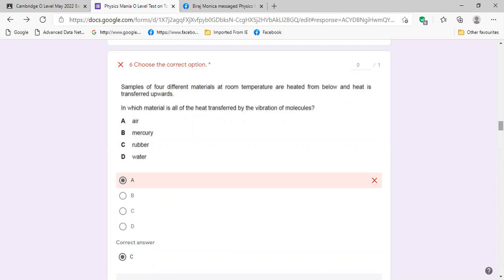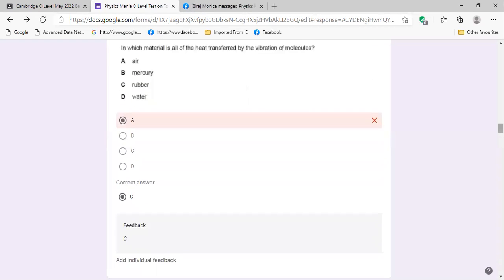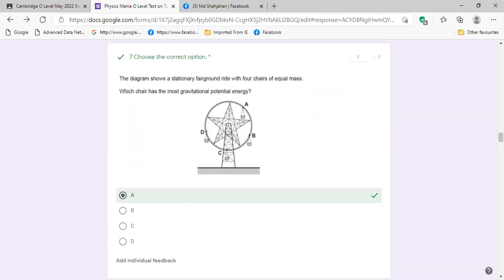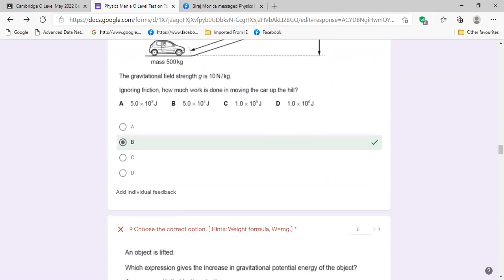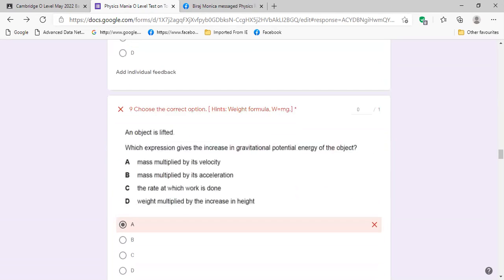So which one is solid here? Mercury is solid? Sir, rubber. Rubber, yes. Rubber is the solid. So the answer should be C. Though it's a bad conductor, there will be a little bit of conduction, and that will be by vibration of molecules. Now this one is all right. So this one you got correct.